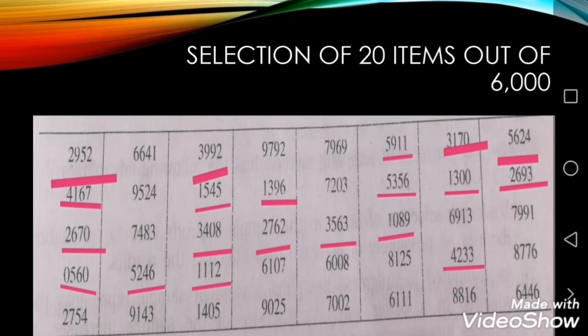This is an example of how Tippett's table of random numbers can be used. Suppose we have to select 20 items out of 6,000. The procedure is to number all the 6,000 items from 1 to 6,000. A page from Tippett's table may then be consulted and the first 20 numbers up to 6,000 noted down. So in this page, we are going to select 20 items which are lower than 6,000.